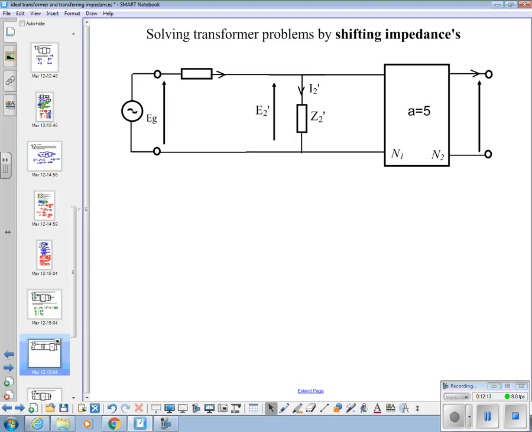So, here's our circuit with them shifted. We've got Z1, 10 ohms, Z2 dash, 125 ohms, E2 dash is equal to A times E2, and I2 dash is equal to I2 over A. Yeah. So, where do we go from there?